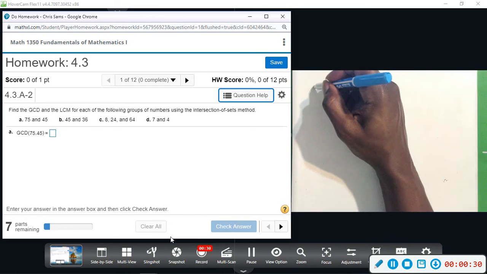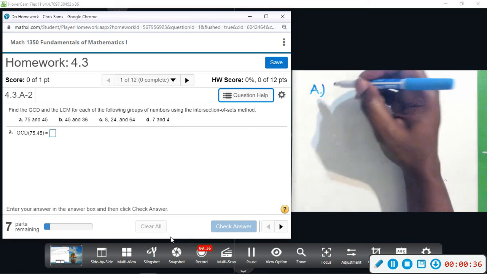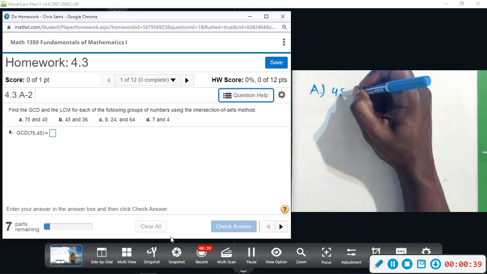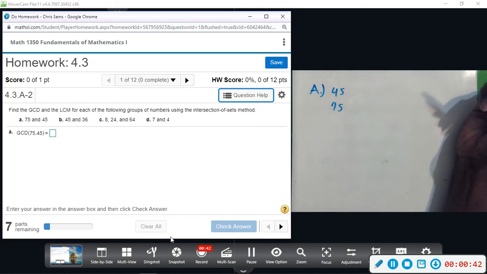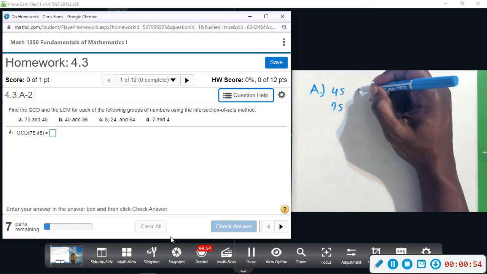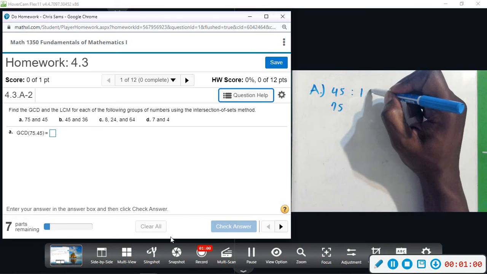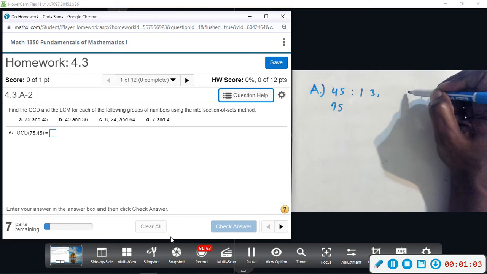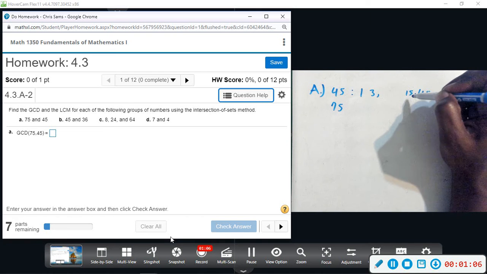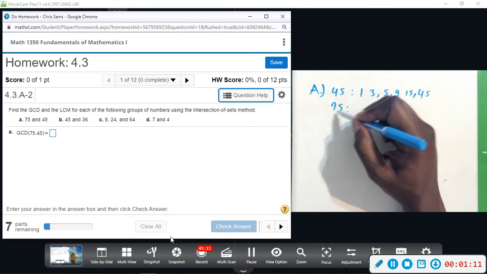Okay, so with part A, we have the numbers 45 and 75. We want to find the greatest common divisor first. So we will list everything that multiplies to give us 45. That would be 1 and 45, 3 and 15, and then 5 times 9. Okay, I want us to list that out, and then with 75 we'll do the same thing.